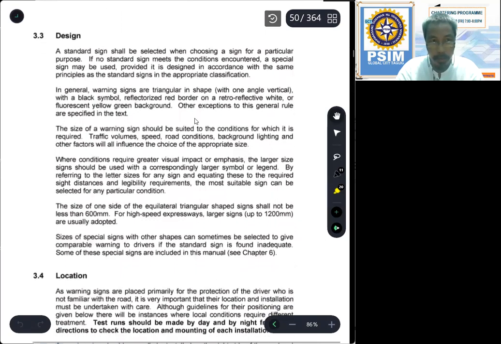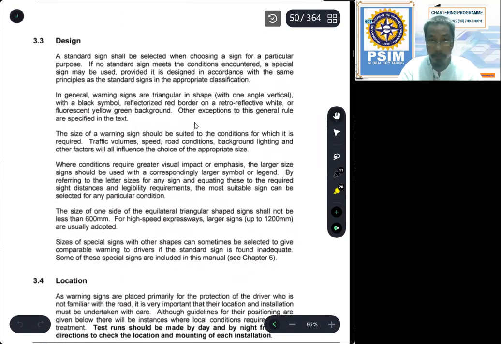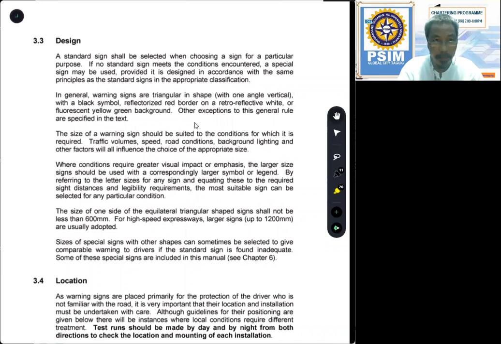What we can expect on the sign itself. What is the design? A standard sign shall be selected when choosing a sign for a particular purpose. If no standard sign meets the condition encountered, a special sign may be used, provided it is designed in accordance with the same principle. Okay, this is the beauty of this design policy. It must conform to a certain uniformity of design of the sign itself.